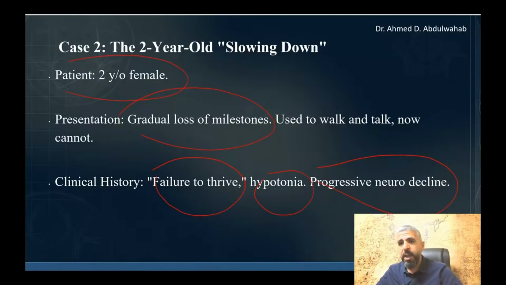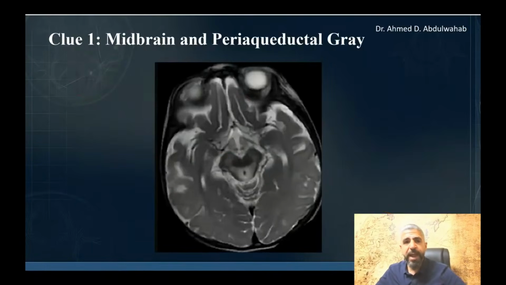So, clue number 1, it's the midbrain and periaqueductal gray matter. Look at the midbrain, perfectly symmetrical. Periaqueductal gray matter and substantia nigra are glowing. In episode 3, we said periaqueductal gray could mean Wernicke encephalopathy or B1 deficiency, but in a 2-year-old child, this midbrain signal has a much more dangerous meaning, genetic or vitamin. So let's go to clue number 2.